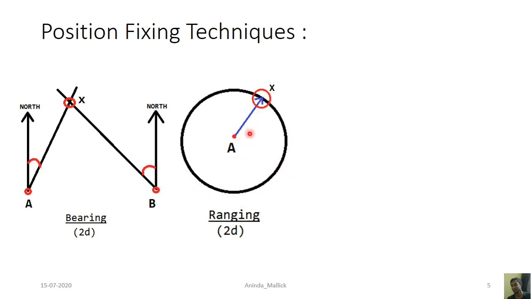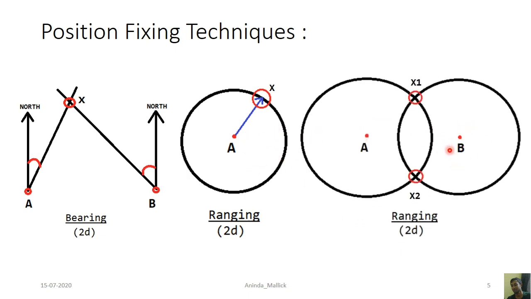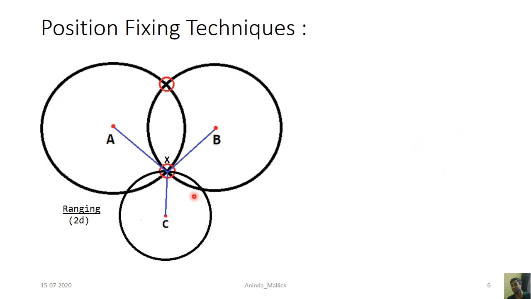So if we include one more known point, suppose the position of B is known. In this case, we can't say the exact position of x. X may be at x1 and x may be at x2, because the distance between A and x1 and A and x2 are the same, and the distance between x1 and B and x2 and B are the same. So we can't conclude. If we include one more known point, then we can say the exact position of x.